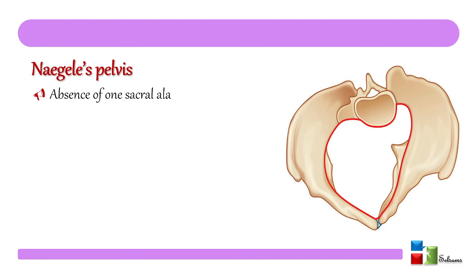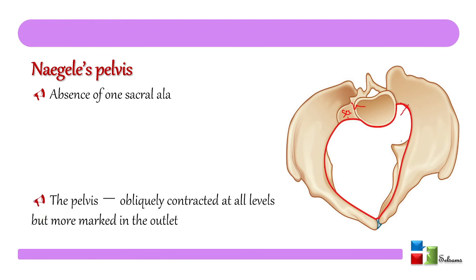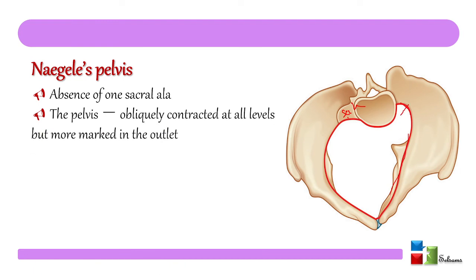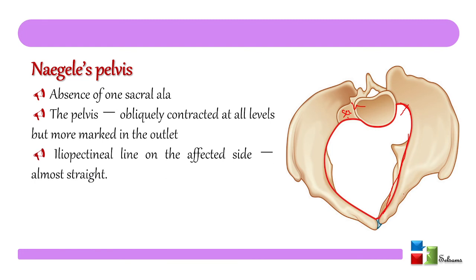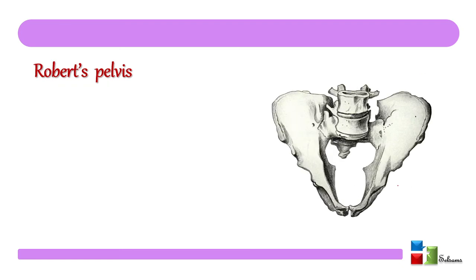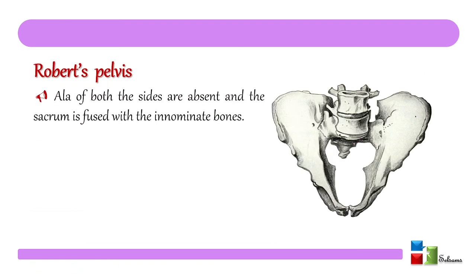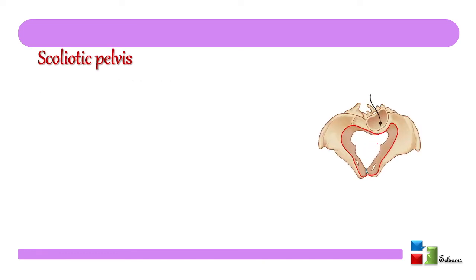One sacral ala. This is the sacral ala, and here there's no ala. Here the affected part will be straight and more marked in the outlet. So its iliopectineal line will be almost straight. Robert pelvis: here the sacrum is fused with the innominate bone, the ilium, and both the alas are absent.